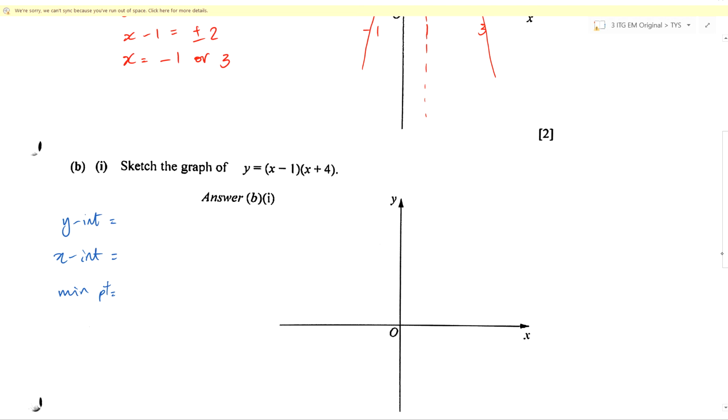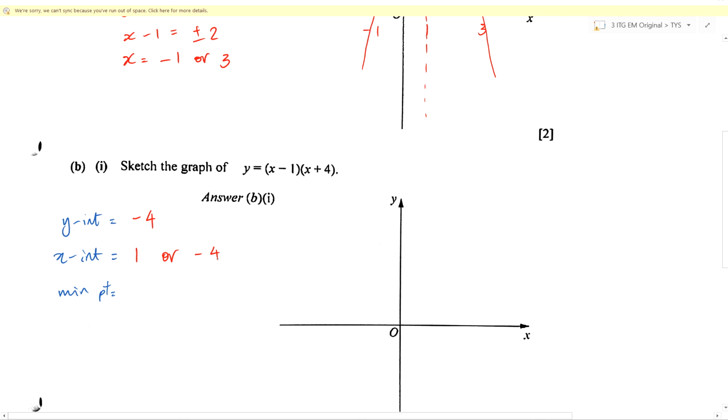Here, the y-intercept as always is one of the easiest. Sub x equals 0. So 0 minus 1 is negative 1, negative 1 times 4. It cuts the y-axis at negative 4. The x-intercept happens when y is equal to 0, which means x is equal to 1 or negative 4.